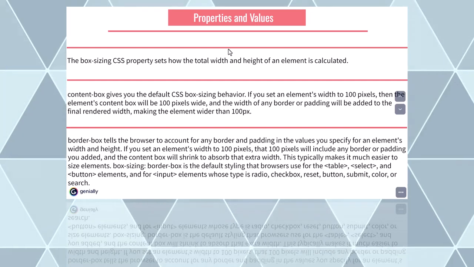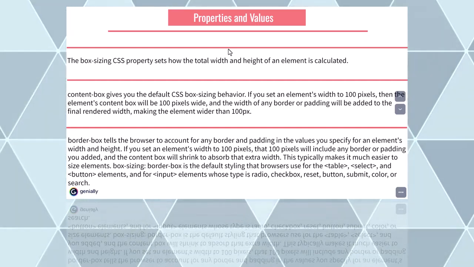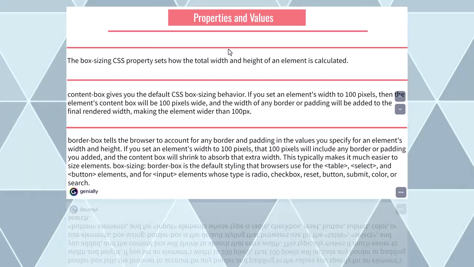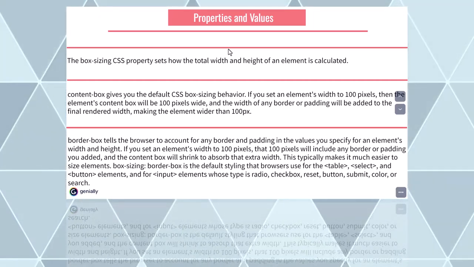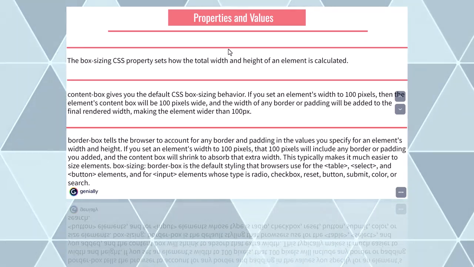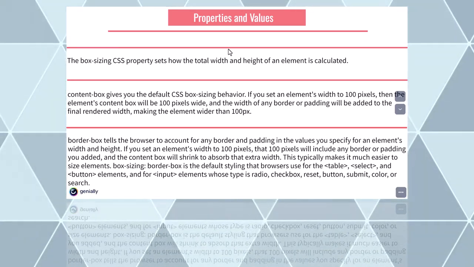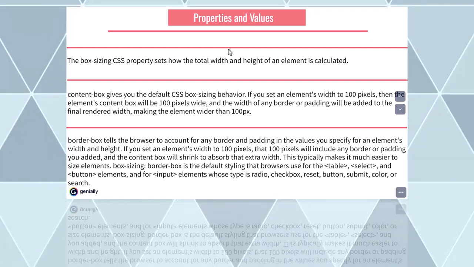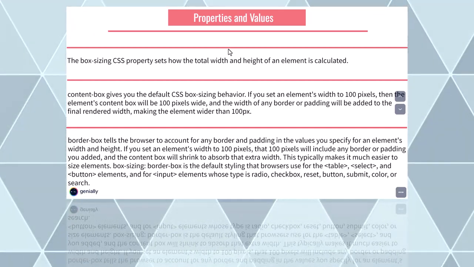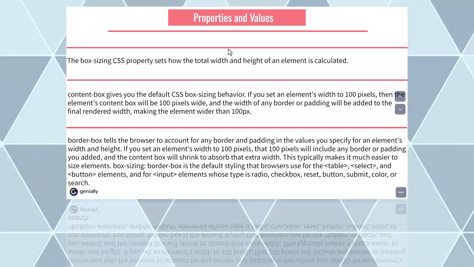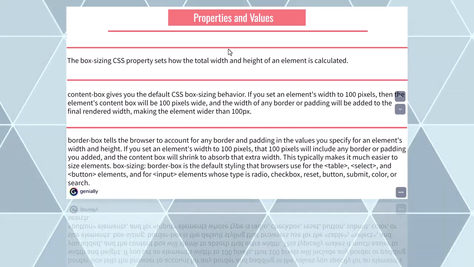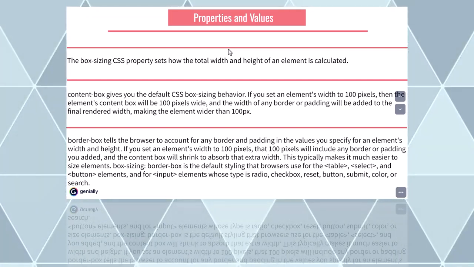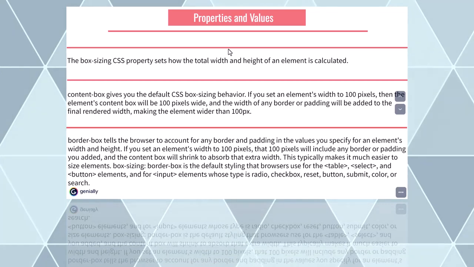So the box sizing, volume, please. It basically calculates the margin and padding and the border. So the total height and width of an element. So we have these values that go with the box sizing CSS property.